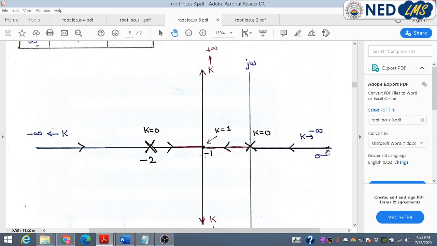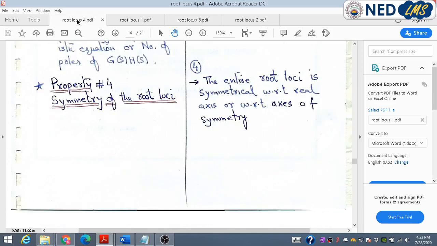If the roots are on the real axis, these roots should definitely be symmetrical with the real axis. If the roots are complex, then the roots should be in complex conjugate form. Therefore these roots should make this symmetry with respect to the imaginary axis as well. So we can say that the entire root locus is symmetrical with respect to the real axis, or the axis of symmetry. We will discuss the axis of symmetry in the next property.